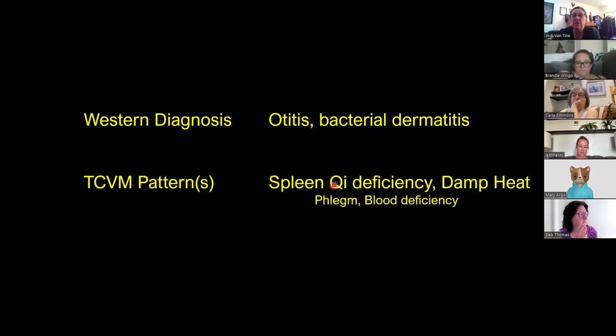And so what you see over time is the more that this kind of smolders and doesn't get resolved, you start out with the spleen qi deficiency and damp heat. And if you look at this dog in 2 to 3 years, you're probably going to see more signs of the blood deficiency and phlegm.